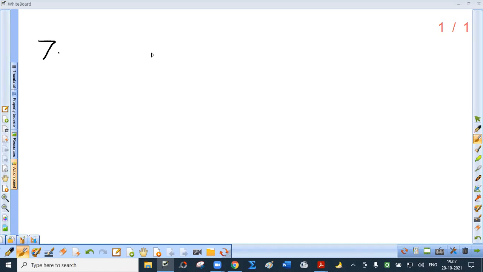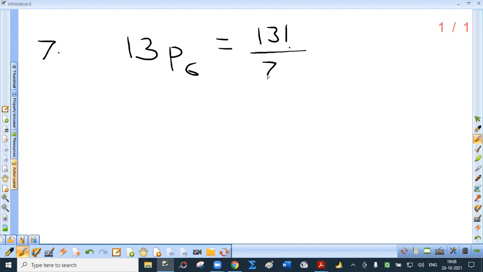Therefore, 6 girls can be arranged in 13P6, equal to 13 factorial upon 7 factorial ways. Just write this much.